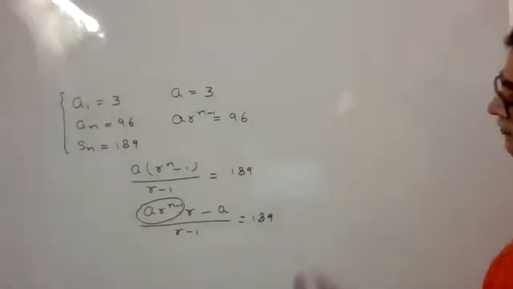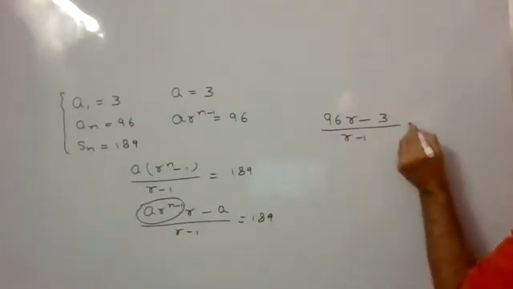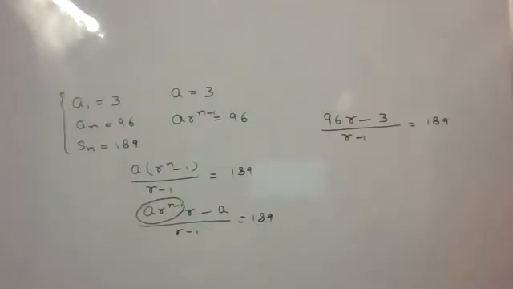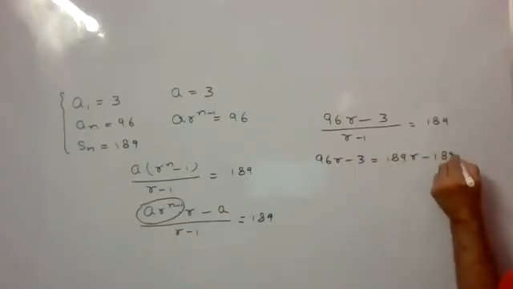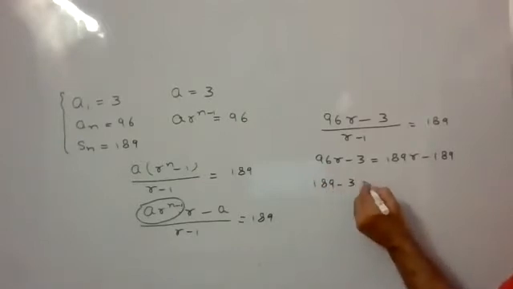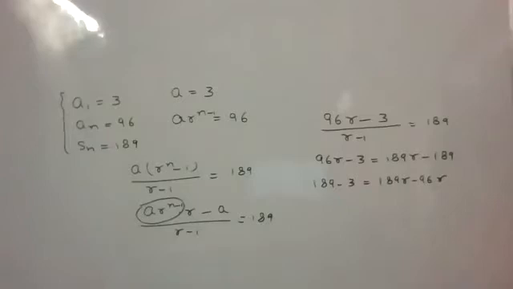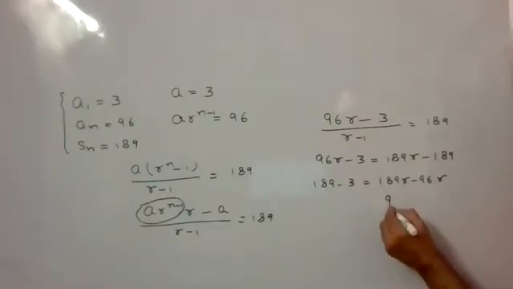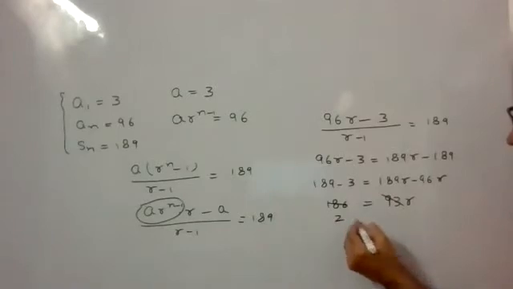Is it the last term? Yes. And what is the last term we have? 96. So I got 96 R minus A. A is already 3. Divided by R minus 1 is 189. Then what I get here, 96 R minus 3 will be 189 R minus 189. 189 will go this side, so 189 minus 3 will be 189R minus 96R. What will this be? 186 is 93 R. Is it double of it? Yes. So R is coming 2.